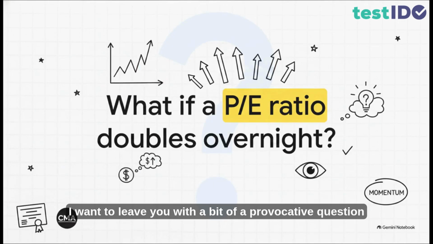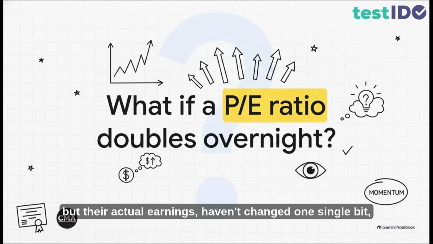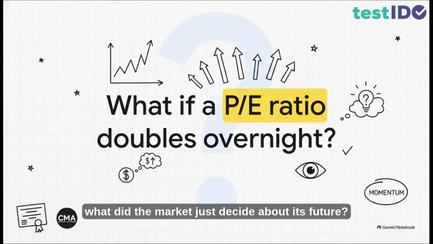I want to leave you with a bit of a provocative question to ponder as we wrap up this session. If a company's PE ratio suddenly doubles, literally overnight, but their actual earnings haven't changed one single bit, what did the market just decide about its future? Just think about the massive expectations that must have shifted to cause that kind of spike in price.